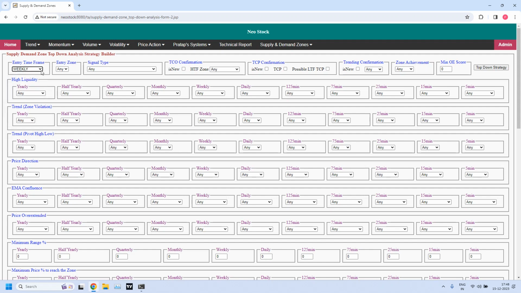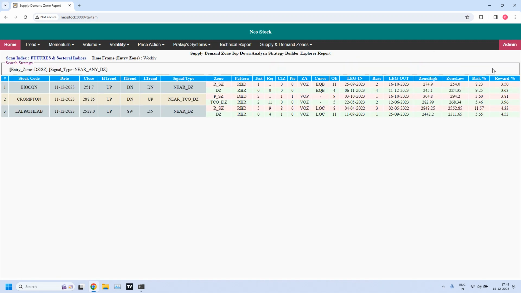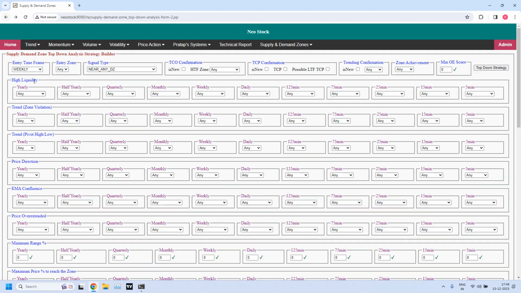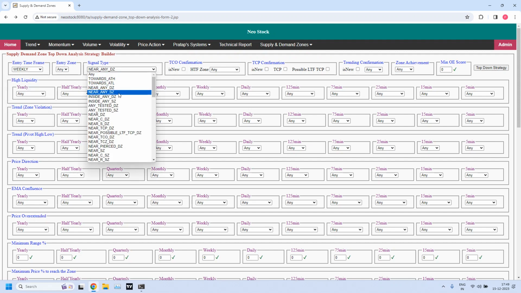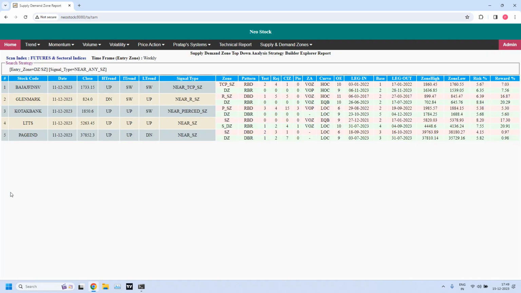Entry time frame is weekly. Let us find the stocks which are near to the weekly demand zone. So these three stocks are filtered. Let's go back. Entry time frame is weekly. Let us find the stocks near weekly supply zone. So these 5 stocks are filtered.